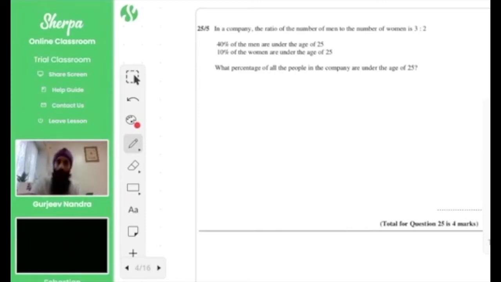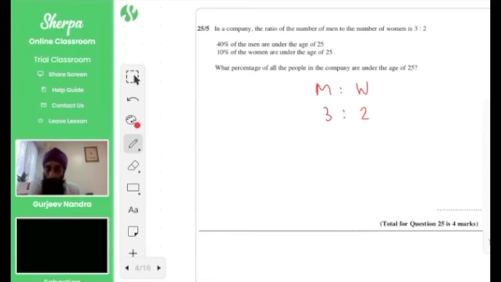The ratio of the number of men to the number of women is 3 to 2. So men to women are in the ratio 3 to 2. 40% of the men are under the age of 25. 10% of the women are under the age of 25. What percentage of all the people in the company are under the age of 25? So 40% of men are under the age of 25.